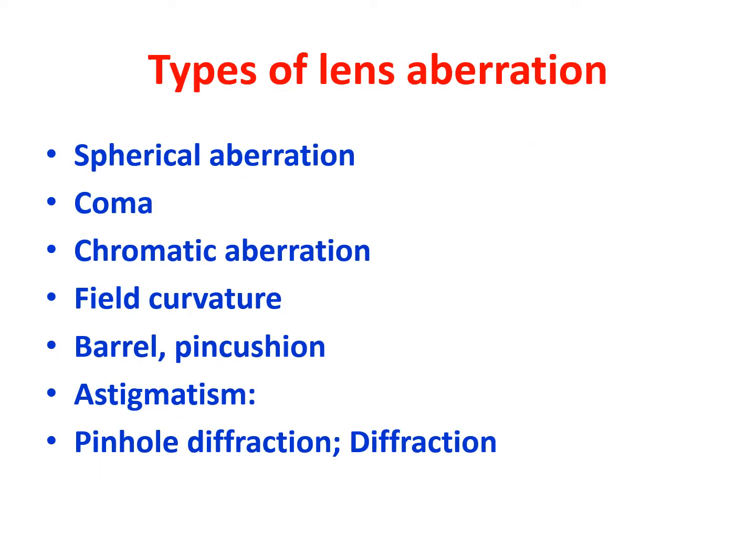Okay, what are the aberrations? What are the types of aberrations? Lens aberrations: number one, spherical aberration, and then coma. I will tell you one by one. The third one is chromatic aberration, then field curvature, barrel shape or pincushion, and in addition, a combined barrel and pincushion, another one is mustache, astigmatism. The next one is astigmatism, pinhole diffraction, and the last one is diffraction. We'll see one by one in a little more detail.